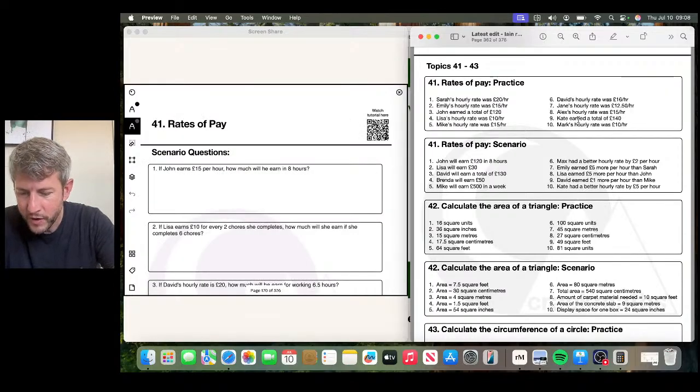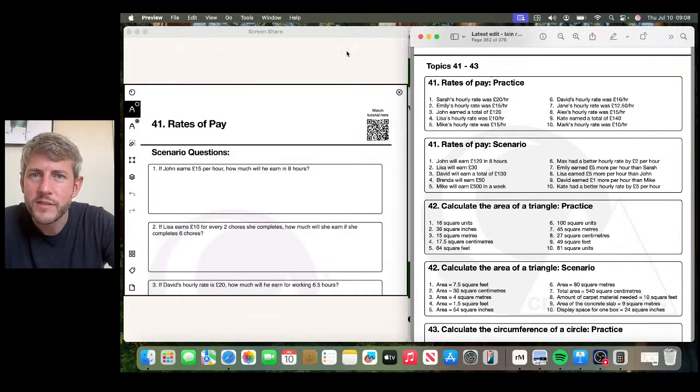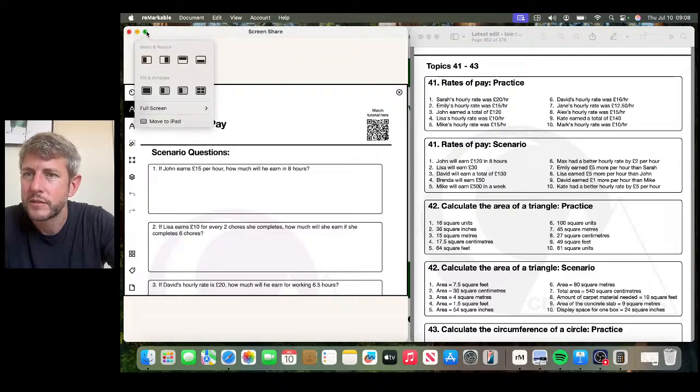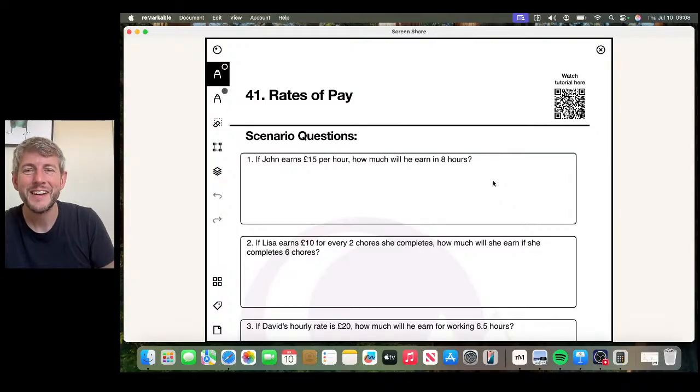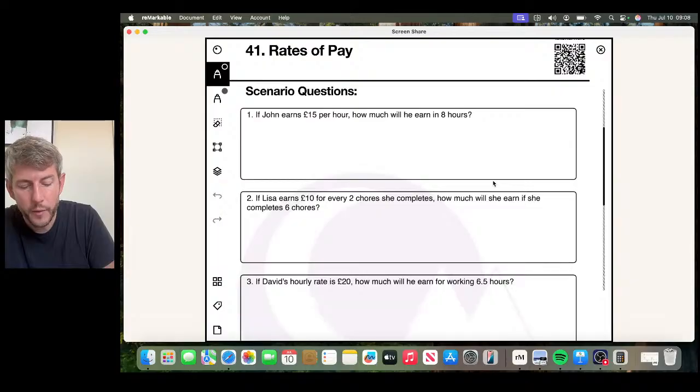Now we've got the scenario questions, so let's have a look at these. Obviously very similar to the practice, I guess. Difficult to have these without any form of scenario. So here we go.